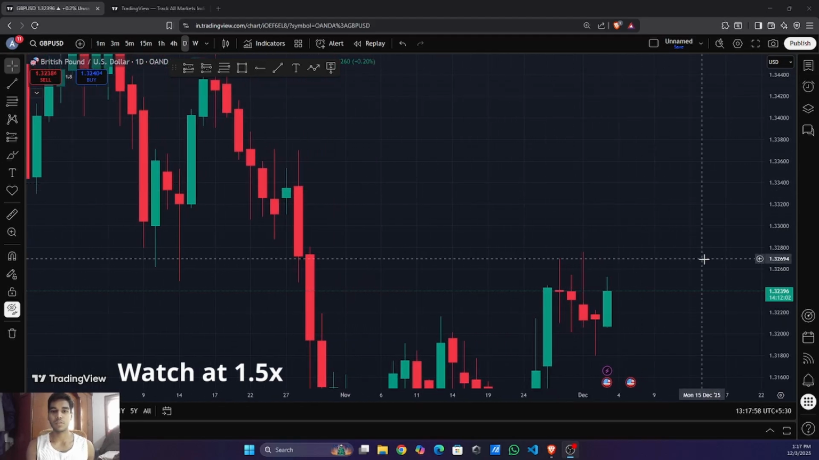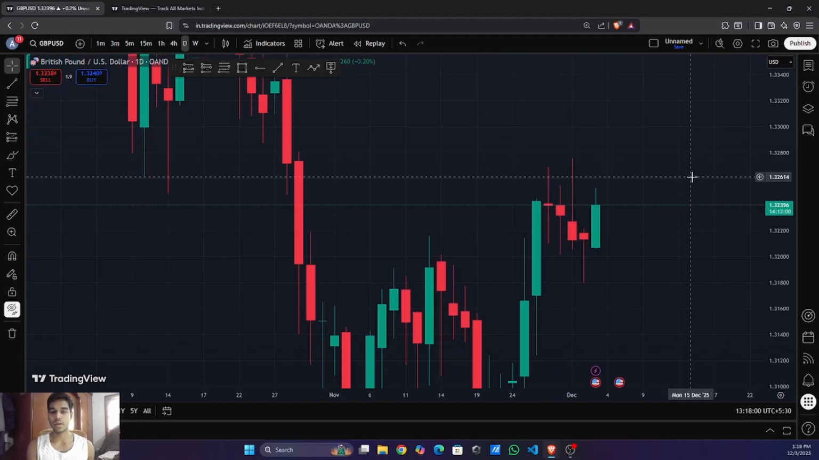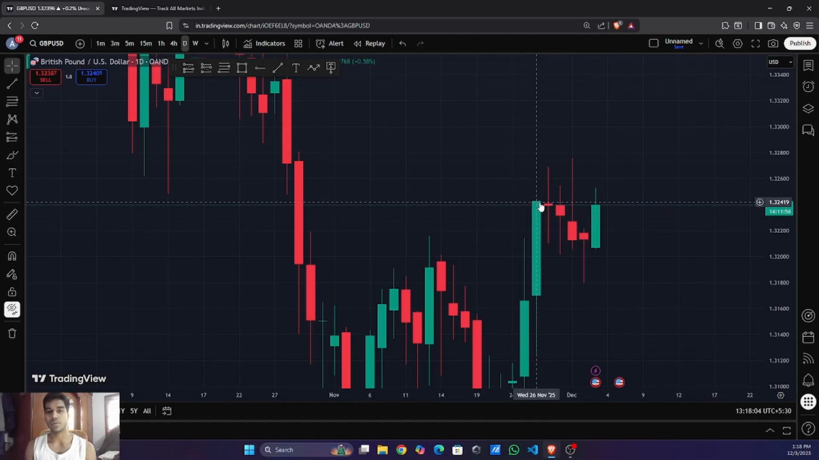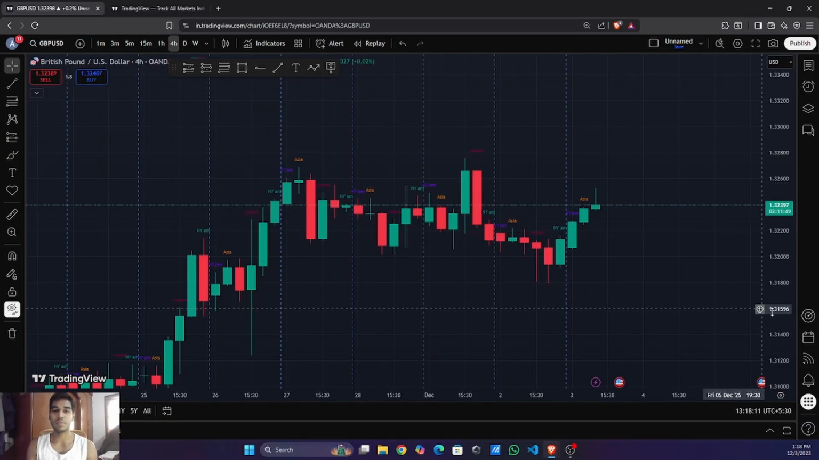Daily looks strongly bullish in GBP. There is no wick on the downside. It's a strong candle and it was holding for 1, 2, 3, 4 days now, and this was a hammer. So we are strongly bullish in GBP for daily.